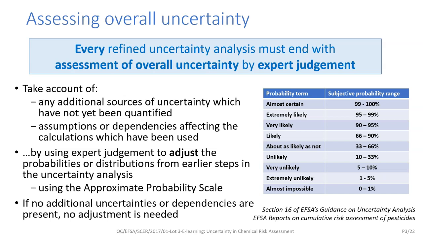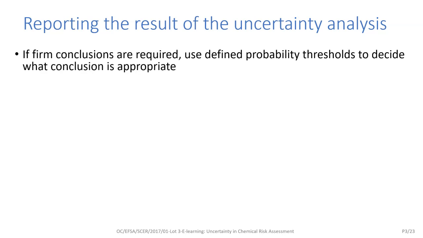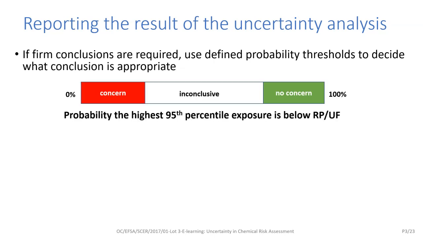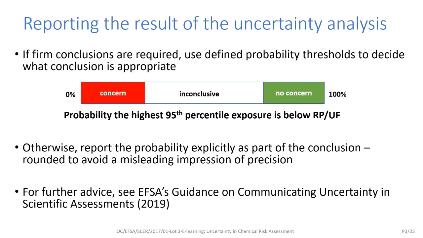How you report the results of the uncertainty analysis depends on what type of conclusions are required for the type of assessment you are doing. If firm conclusions are required, use defined probability thresholds, which I introduced in the previous presentation, to decide what conclusion is appropriate. For example, concern, no concern, or inconclusive. Otherwise, report the probability explicitly as part of the conclusion, rounded to avoid a misleading impression of precision. For further advice, see EFSA's guidance on communicating uncertainty in scientific assessments.